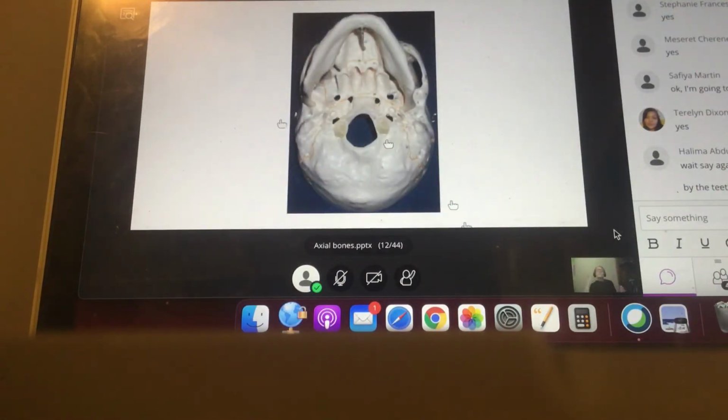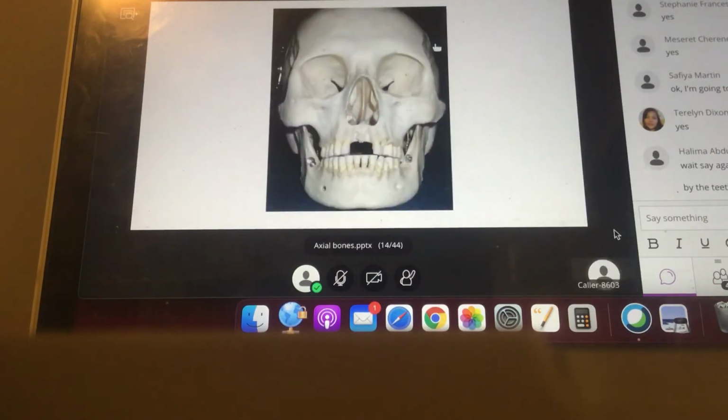Now, here's another image. Show me the palatine bone. Palatine bone, not by the teeth. Palatine bone. Awesome. That's what I want. Very good. Perfect. Now, hold on. I'm looking at my list. We're good. Let's keep going.